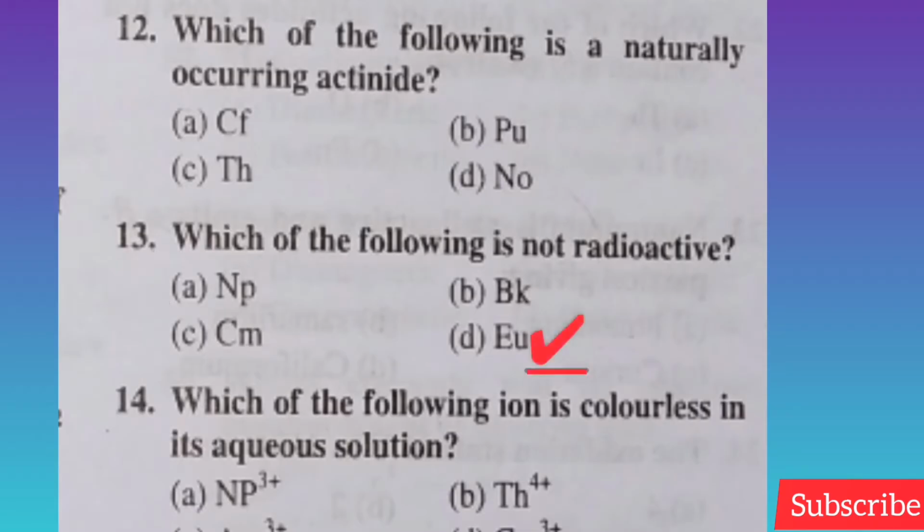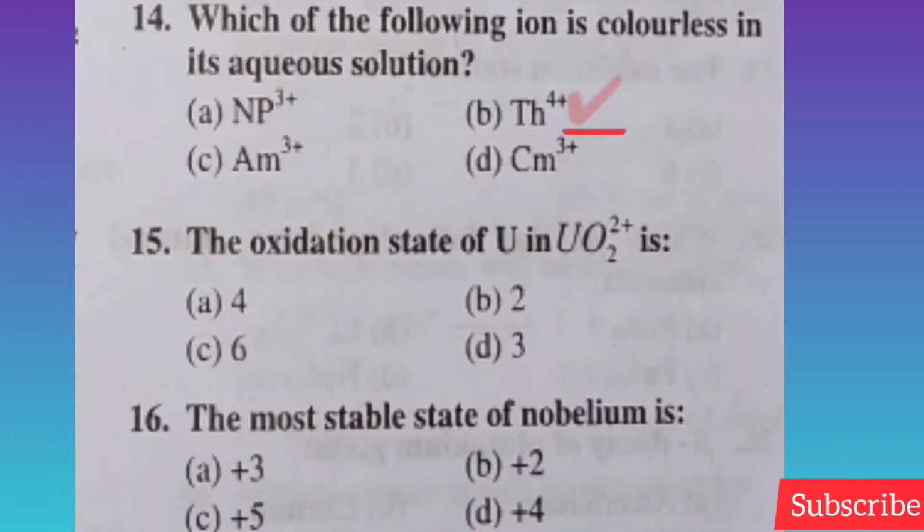ऑप्शन डी इज करेक्ट. 14 number question है, which of the following ion is colorless in its aqueous solution? Option B is correct, thorium ion. 15 number question है, the oxidation state of U in UO2 positive. In this question option C is correct, 6 oxidation state होगी. In 16 number question, the most stable state of nobelium is. Option B is correct, +2.